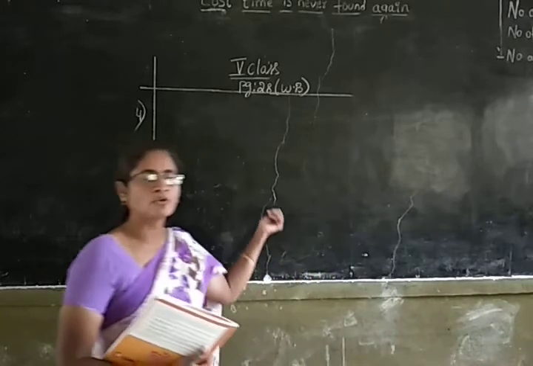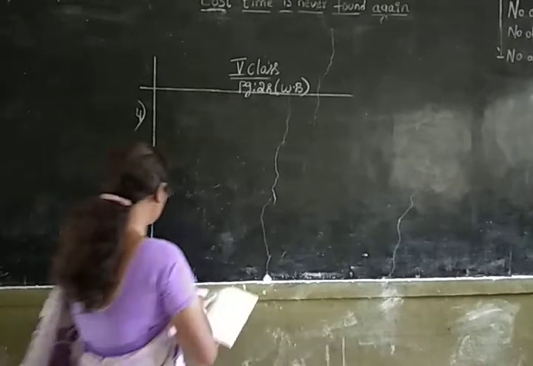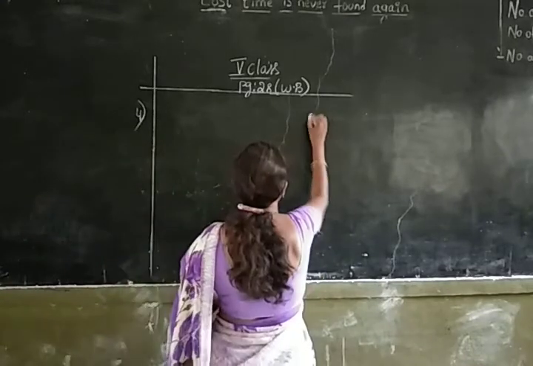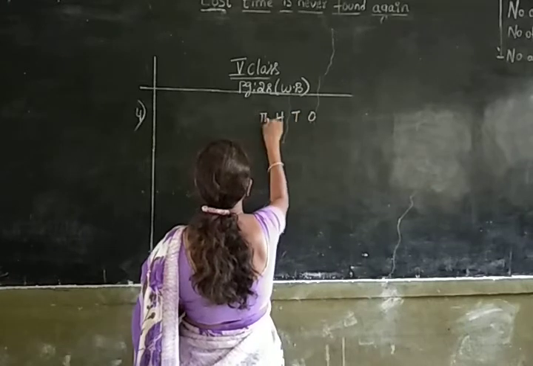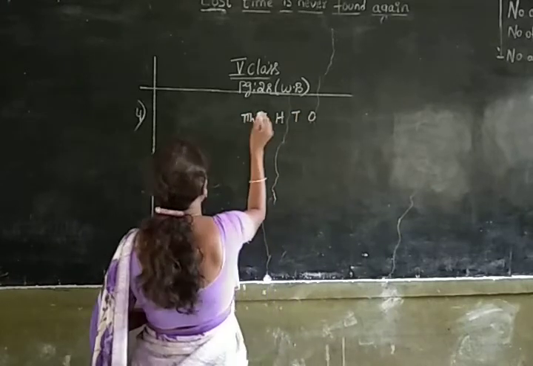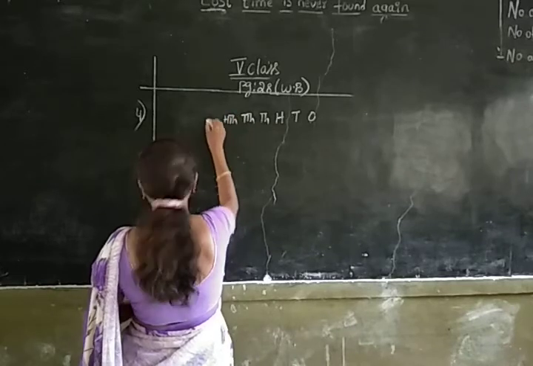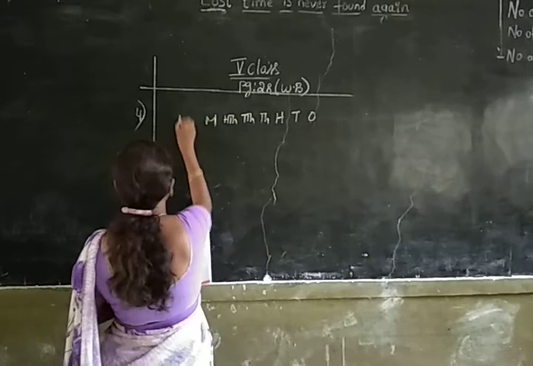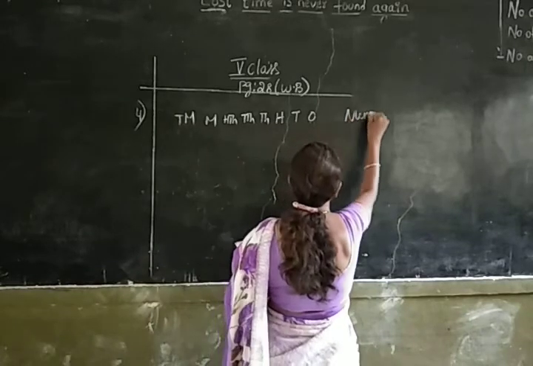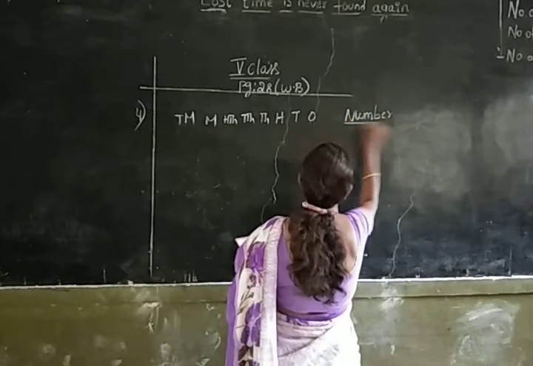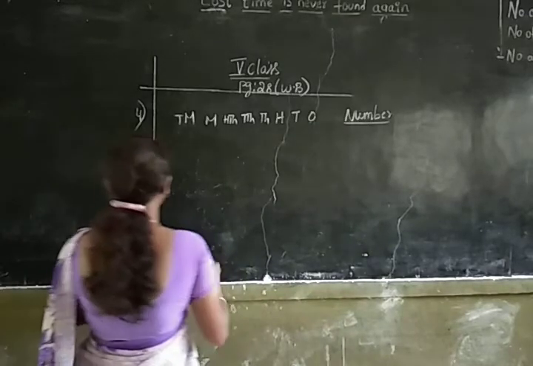So first we have to write down the places according to the international system. So I am writing the places. Ones, tens, hundreds, thousands, 10,000s, 100,000s, millions and 10 millions. Okay children, now you have to compose the number. Compose means putting the number together according to their place value.